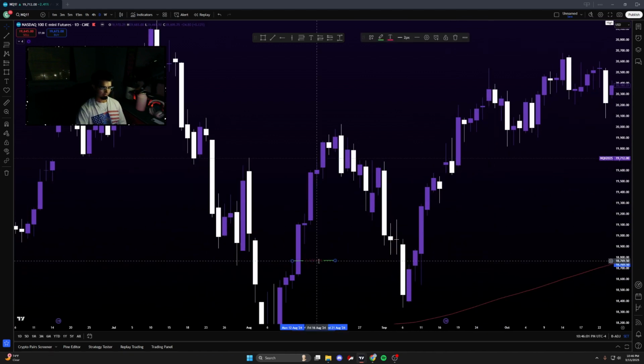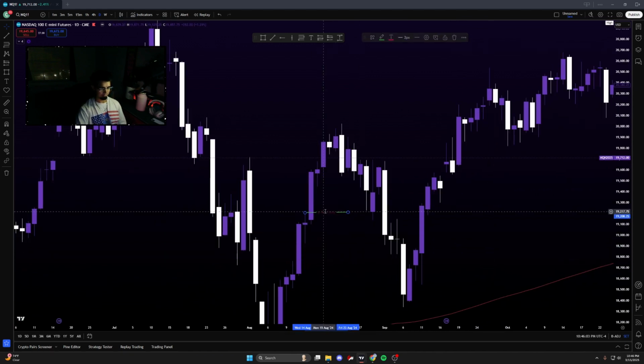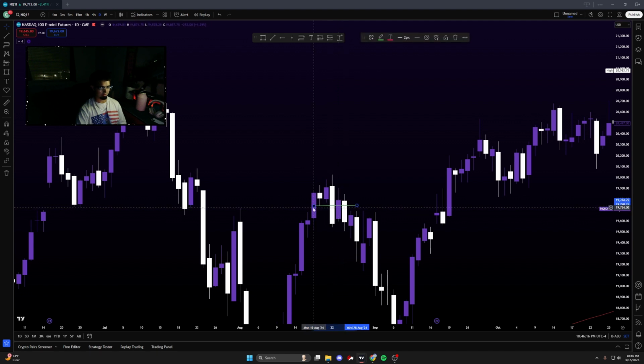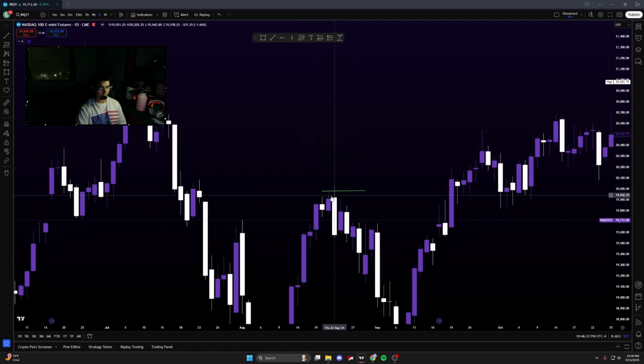So again, we see price closed above this high right here, gives us bullish bias. Closed above this high right here, gives us a bullish bias. See price does not close above this high right here, gives us a bearish bias. We see price does not close below this low right here, gives us a bullish bias. And then what? Price does not close above this high right here, so it gives us a bearish bias. And then what happens?